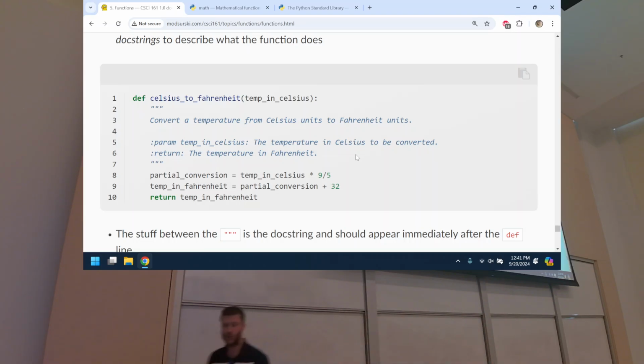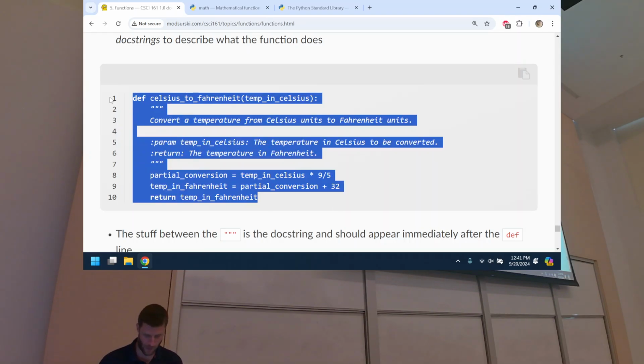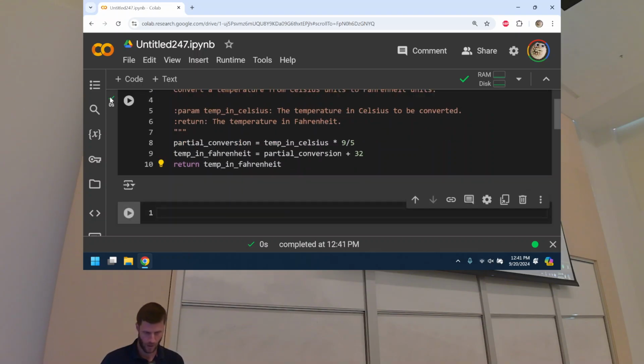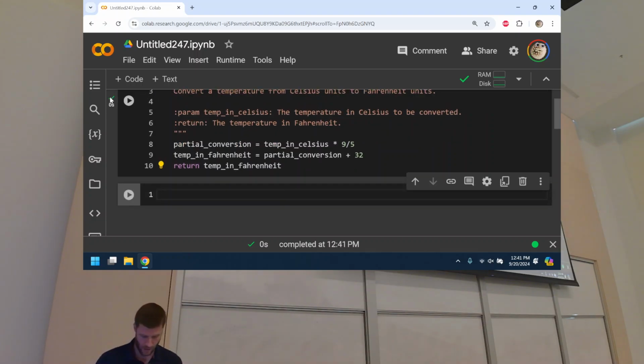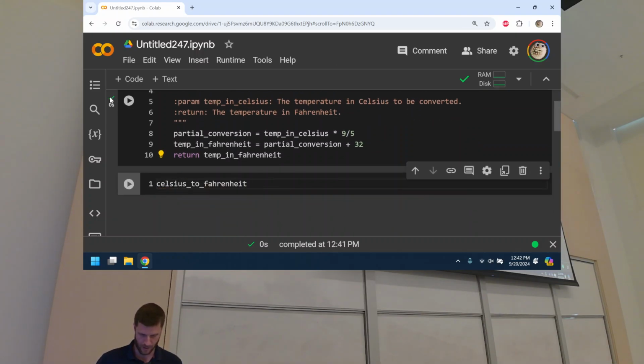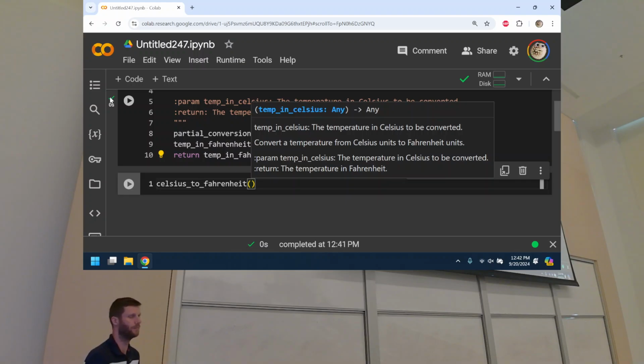In fact, this is so powerful that if you're following the instructions on how you're supposed to do it, watch what a common modern IDE will do. So if I call, what is it called? Celsius to Fahrenheit, look. It even comes up with a pop-up description that is literally the docstring.